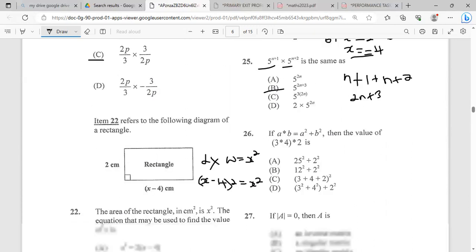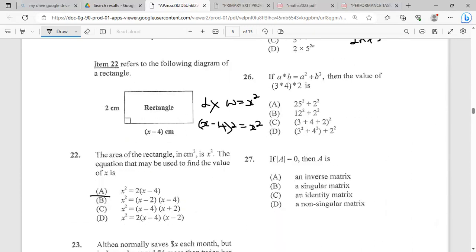26 says, if a asterisk b is equal to a squared plus b squared, then the value of 3 asterisk 4 asterisk 2 is. Let us work out the first part and then we will continue. So we know that the first number represents a. So we can work out 3 asterisk 4 first, and then we do the next part.